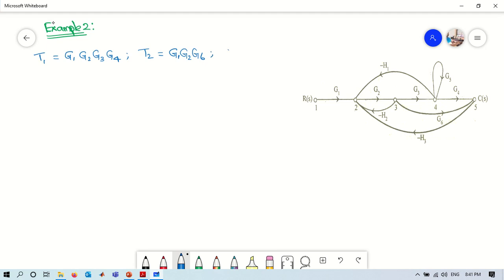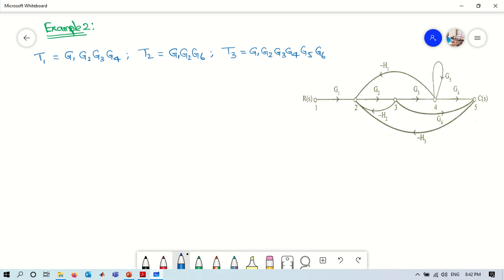Do we have any other forward path? Yes, we have G1, G2, G3, G5 and G6. Let me take it as G1, G2, G3, G4, G5, G6. While considering all the feedback paths, we should not ignore any.